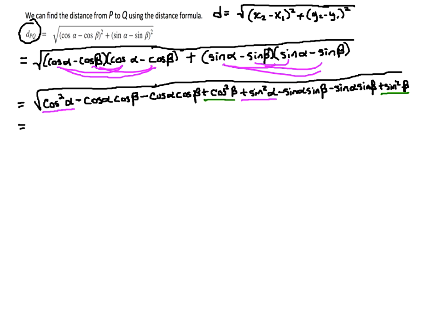And then I've got like terms. My screen just went wonky on me. Hang on just a second. Okay, there we are.